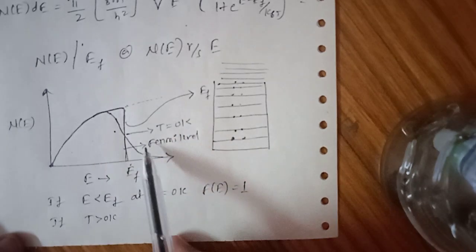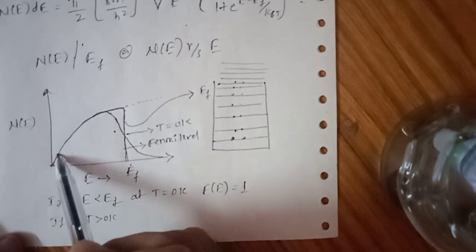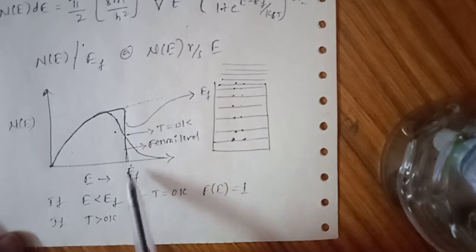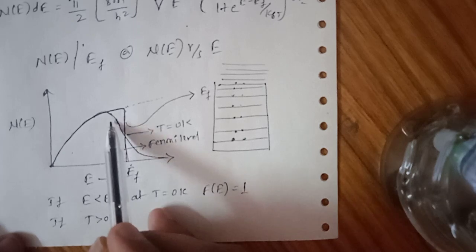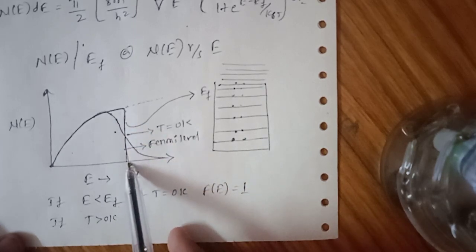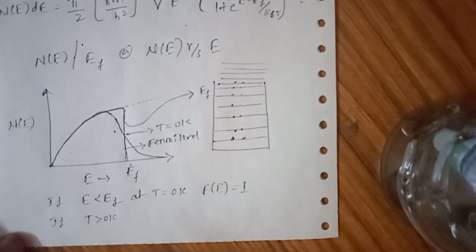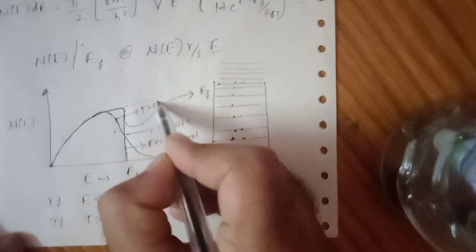So as the temperature is raised, if T is greater than 0 Kelvin, then the electrons start occupying the higher energy levels. The graph is showing here not only up to the Fermi level, but above the Fermi level. So this curve is for temperature greater than 0 Kelvin.